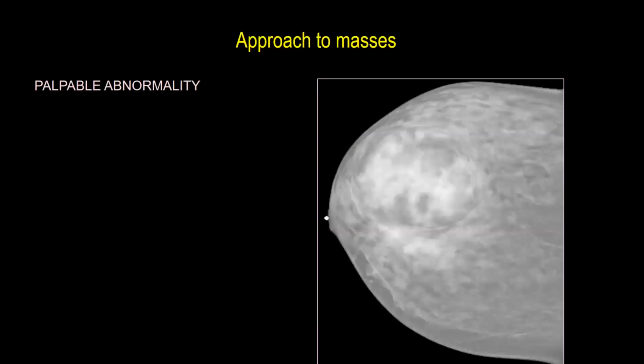Okay, let us go through some examples. We discussed all the descriptors of the mass and how to approach the mass. So we'll go through a lot of examples, just to emphasize these descriptors.